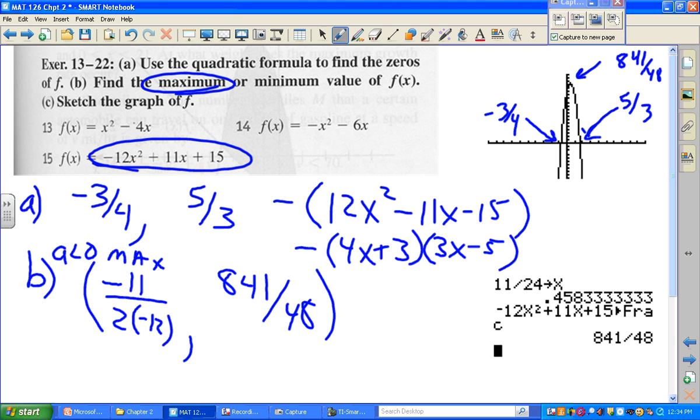Interesting. I like that. You could have completed the square, but you had to take the 12 out and deal with the fractions. Probably wouldn't have gone that route on that one. Anything else before we finish up?